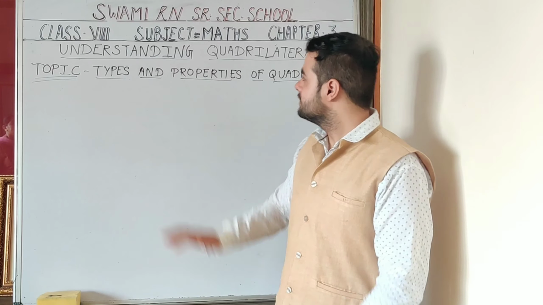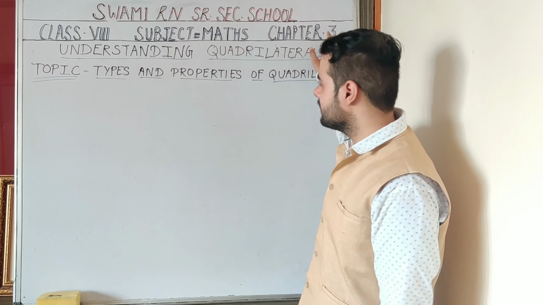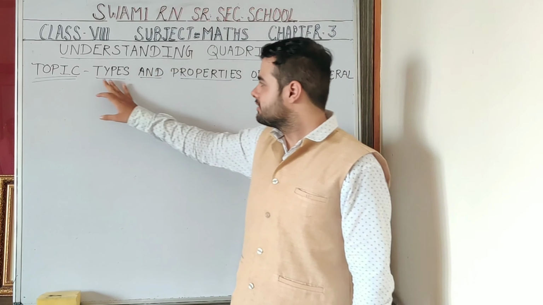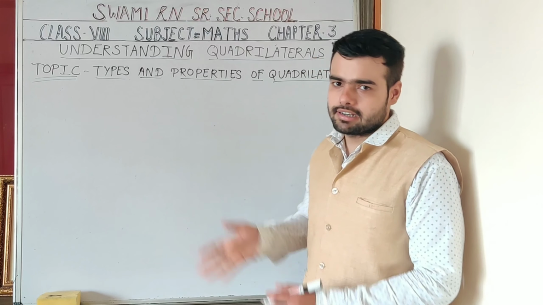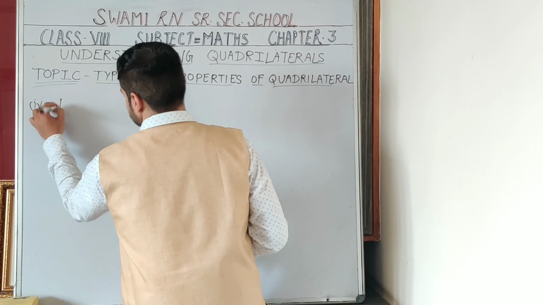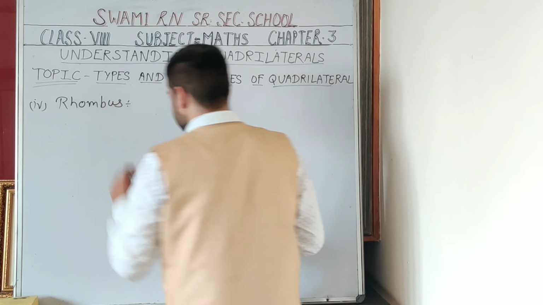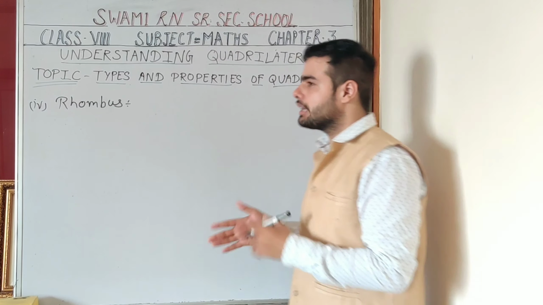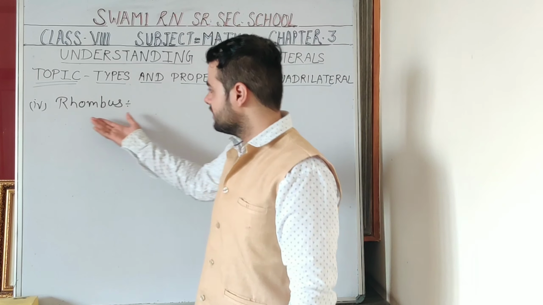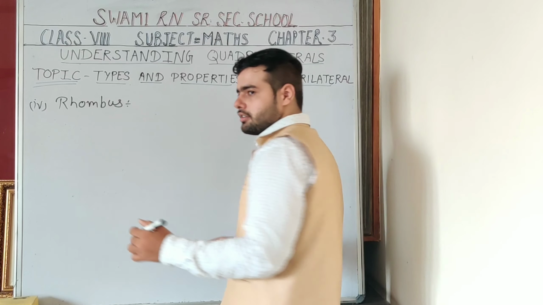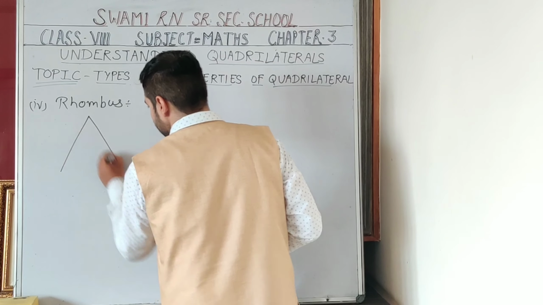Today we will discuss Class 8 Mathematics Chapter 3, Understanding Quadrilaterals, and my topic is Types and Properties of Quadrilaterals. The fourth type is rhombus. As we know that a parallelogram is similar to a rectangle, so we can say that a rhombus is also similar to a square. Now we will draw the rhombus here.